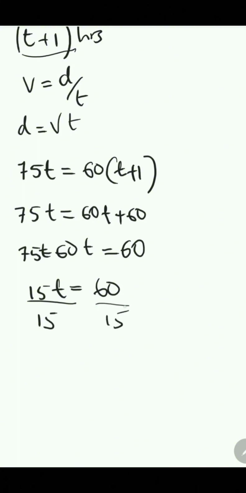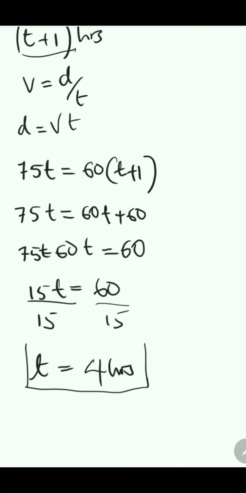Now we divide both sides by 15, and this gives us t equal to 4. So it takes 4 hours for car B to overtake car A.